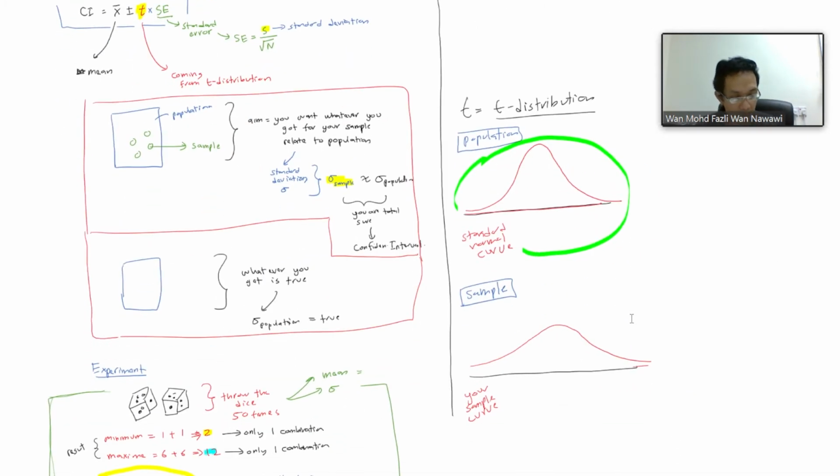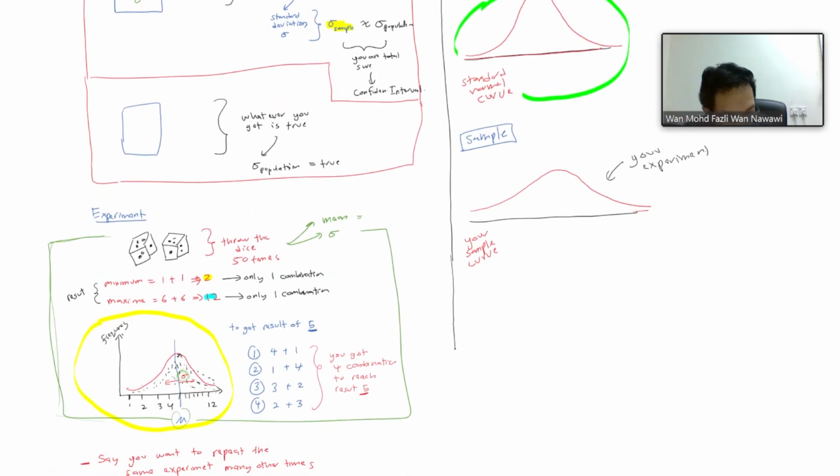That's basically the reason. Let's say this is your experiment. If you try to superimpose these two graphs, you will get something like this. Let's say the red one is the standard normal distribution. If you superimpose your graph, it might be something like this.